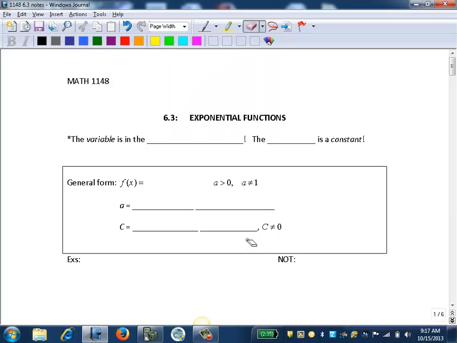We will now introduce a new class of functions to our library of functions in this course called exponential functions. The general form of an exponential function is f of x equals c times a to the x power. The base of that exponent has to be greater than 0, a has to be greater than 0, and a cannot equal 1. And a, we call this the growth factor of the function, and I'll show you why here shortly. And c is the initial value of the function.